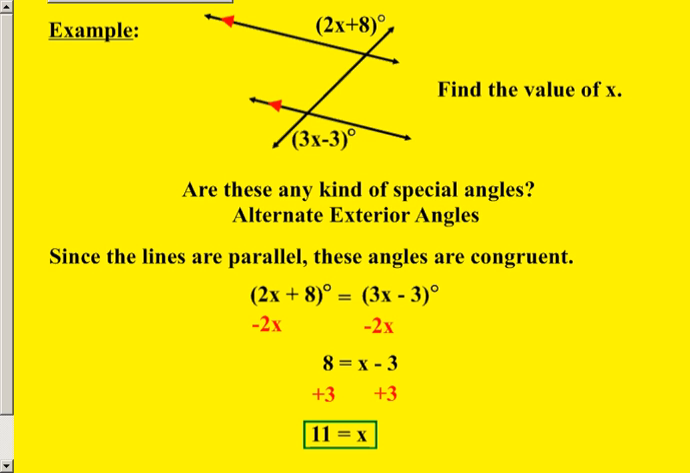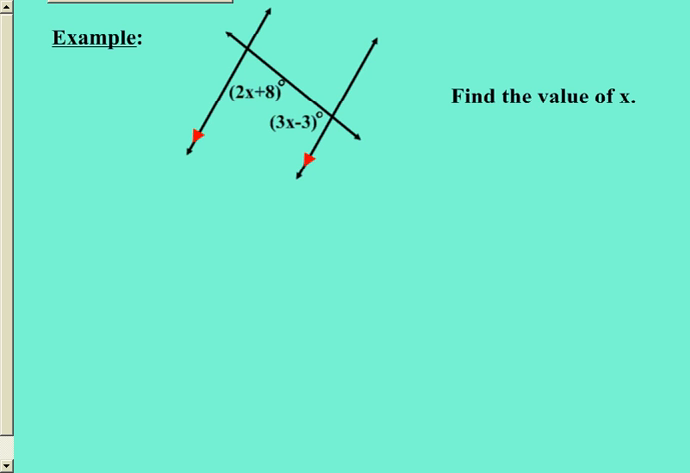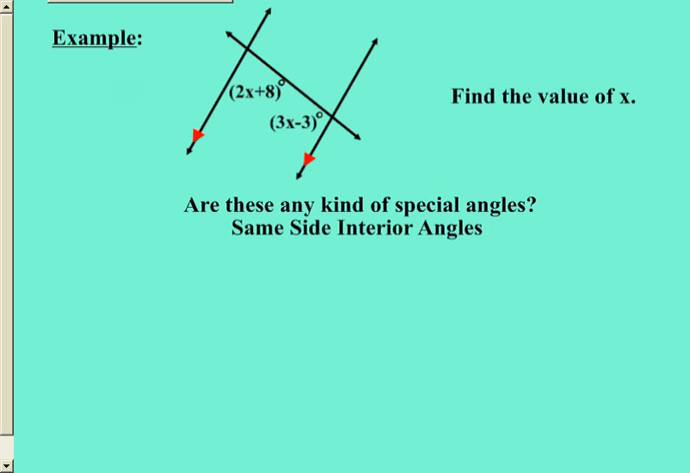Let's look at one more example real quick. Okay, same set of questions is going to exist as you enter into this problem. First off, and most importantly, are the lines parallel? Because if they are not, we cannot use these rules. The lines are parallel, so then we ask, what type of angles do we have here? Are they any special kind that we know about? In this case, the answer is yes, these are same side interior angles.